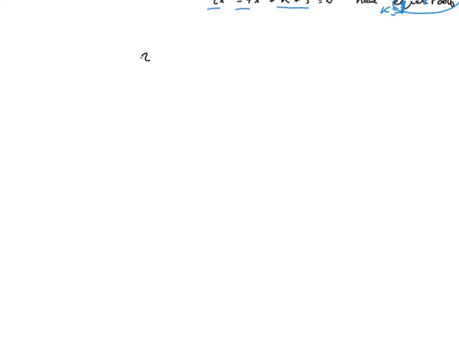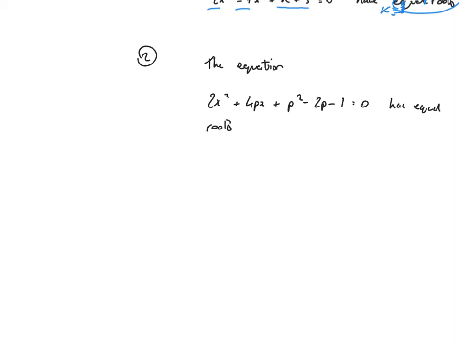Okay, let's try an example 2, which is the equation 2x squared plus 4px plus p squared minus 2p minus 1 is equal to 0 has equal roots. Find the value of p.